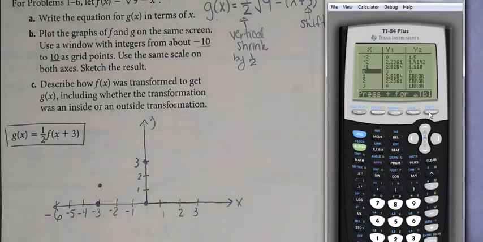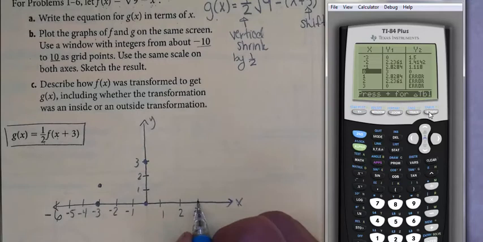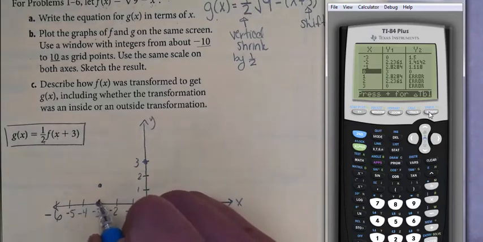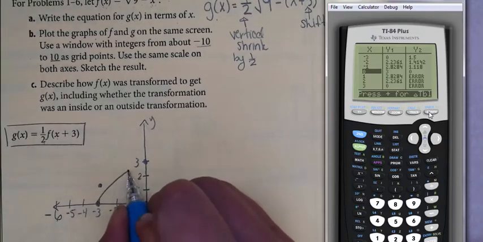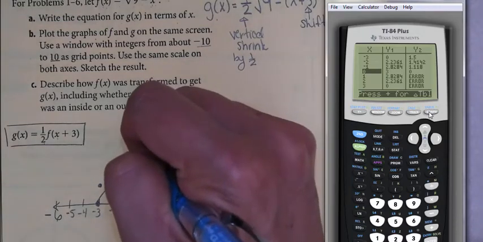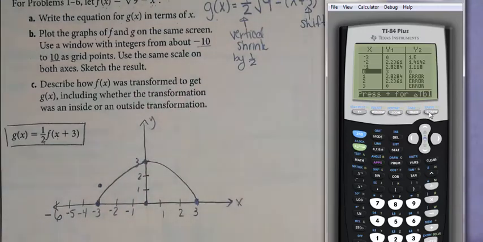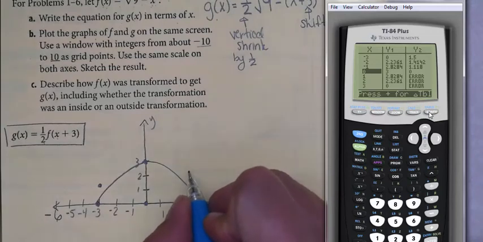At positive 3, my pre-image had an output of 0. So this is my initial function, or my pre-image. It looks something like that, not as good as the actual graph. And so this is going to be my f of x.